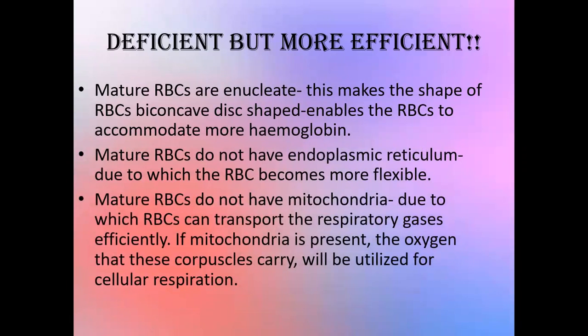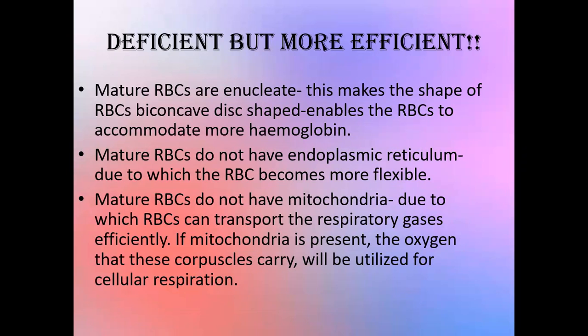Mature RBCs do not have mitochondria. See, mitochondria is a cell organelle which is the site of cellular respiration. So if RBCs have mitochondria, whenever RBC is carrying oxygen, mitochondria will utilize the oxygen for cellular respiration. So RBCs will not be available for transportation of oxygen as well as carbon dioxide. Therefore, RBCs do not have mitochondria.